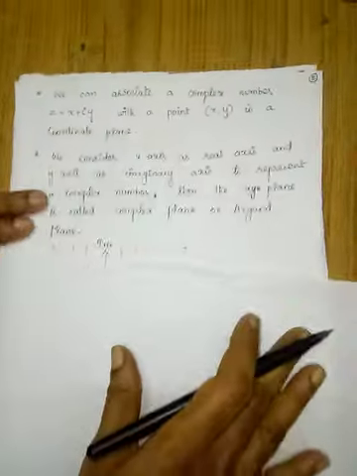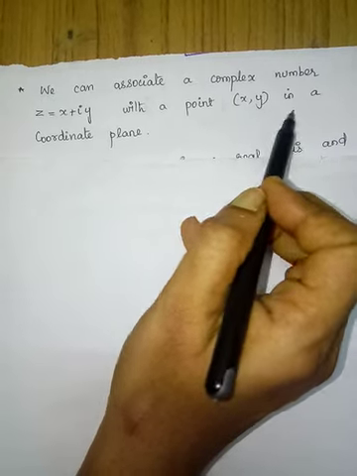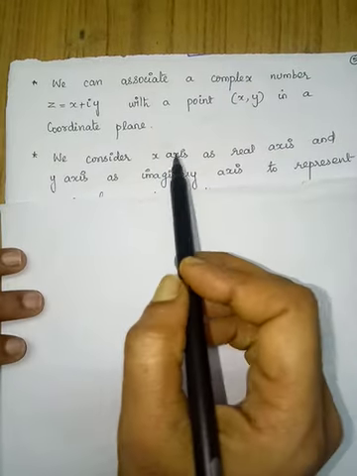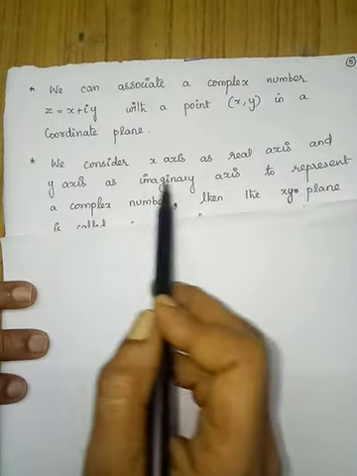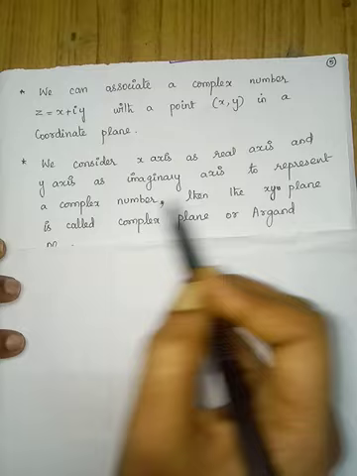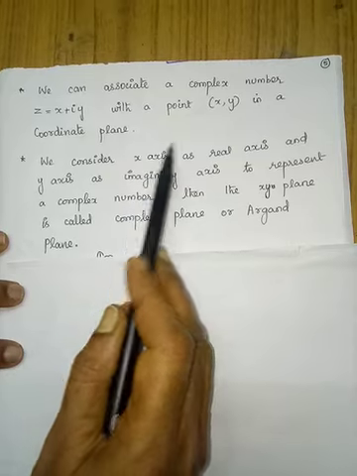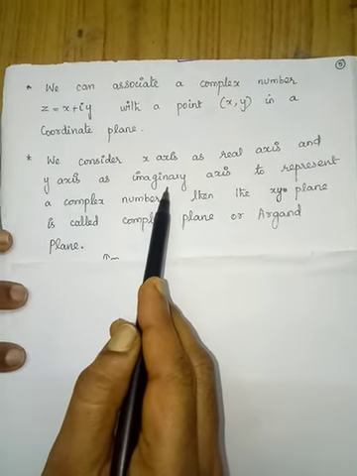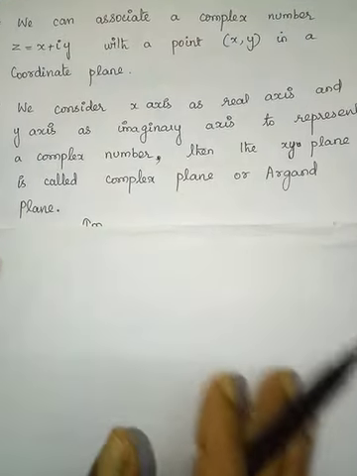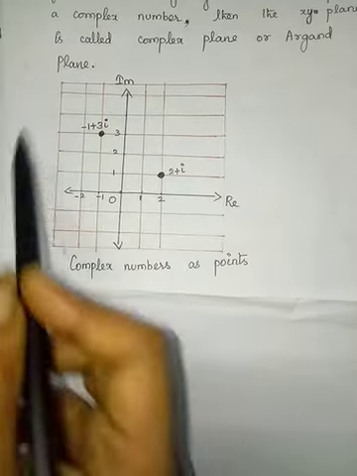Okay, so the next one. We can associate a complex number with the point x comma y in a coordinate plane, that is the xy plane. For that we consider the x-axis as the real axis and the y-axis as the imaginary axis to represent a complex number. Then the xy plane is called the complex plane or Argand plane. So we can represent complex numbers as points in the Argand plane.